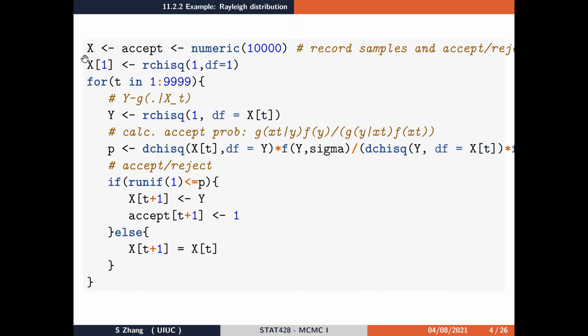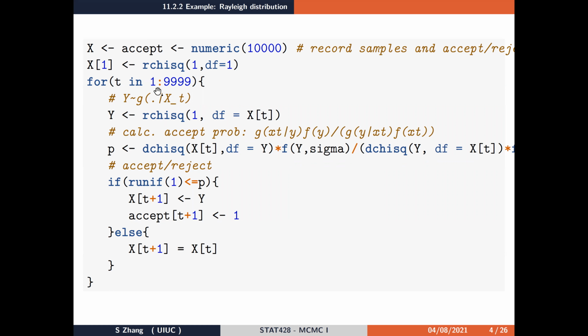We will first create empty vectors, or zero vectors, of length 10,000 to store our x's, which are our Metropolis-Hastings samples, and the acceptance or rejection decisions, whether at each iteration we accepted the sample from the proposal or rejected it. The first entry of x, our x0, in this case x1, is equal to a random sample generated from the chi-square distribution with 1 degree of freedom.